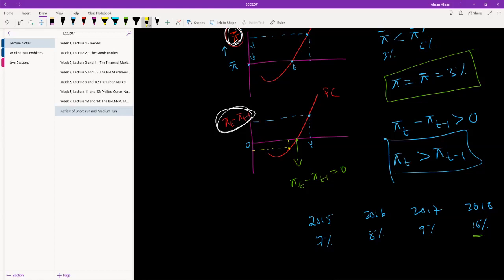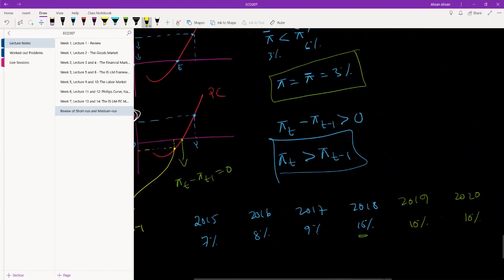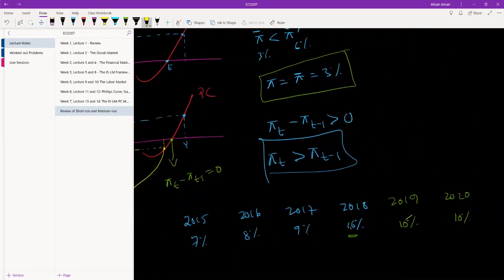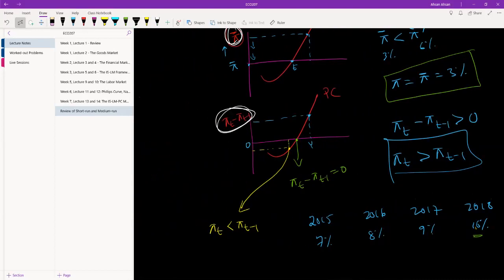At this point, what we are going to have is two things. First of all, inflation this year is less than inflation from the previous year. So what happens is this was 10. So suppose this year we will have 9%, then we will have 8%, and in 2021 we will have 7%, and inflation has started to fall.